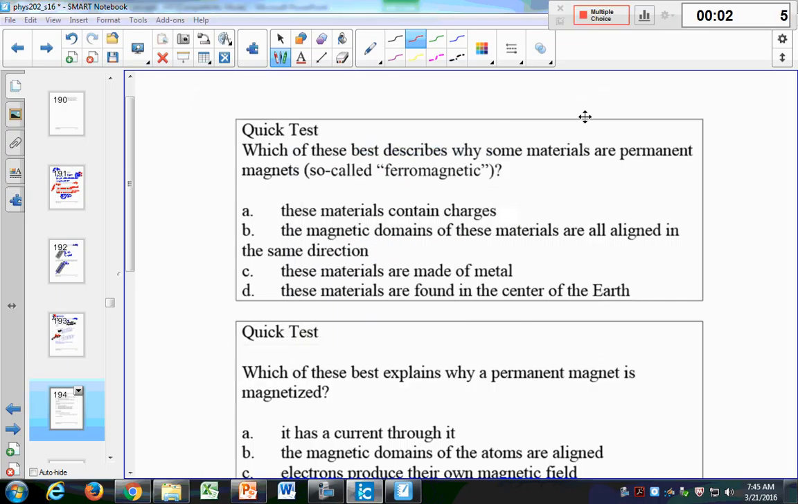Which of these reasons best describes why some materials are permanent magnets? These are so-called ferromagnetic materials. Let's do about 10 more seconds.